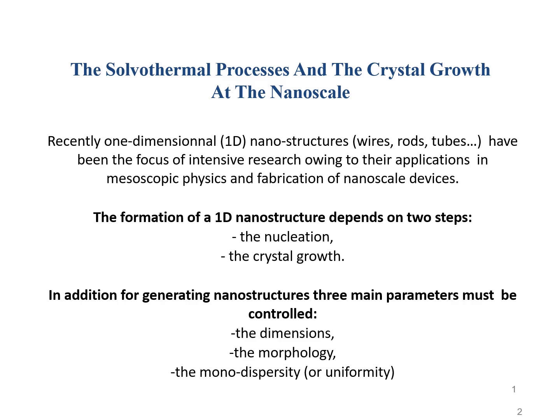The formation of a 1D, one-dimensional nanostructure depends upon two steps: the nucleation and the crystal growth. In addition, for generating nanostructures, three main parameters must be controlled: the dimensions, the morphology, and the third one is monodispersity.